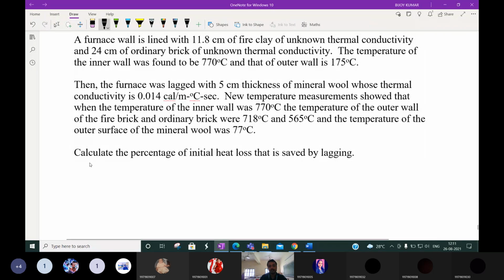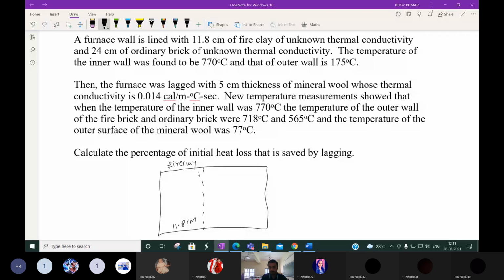In the last question, it is going to calculate the percentage of heat loss. We will go one by one. Suppose this is a furnace wall. This furnace wall is lined with 11.8 centimeter of fire clay.